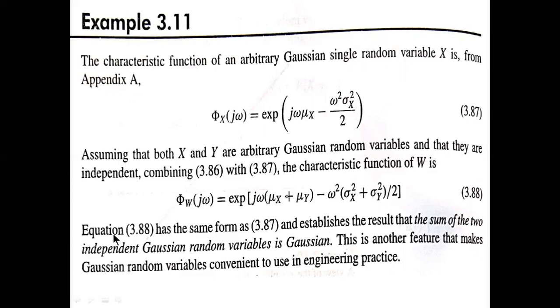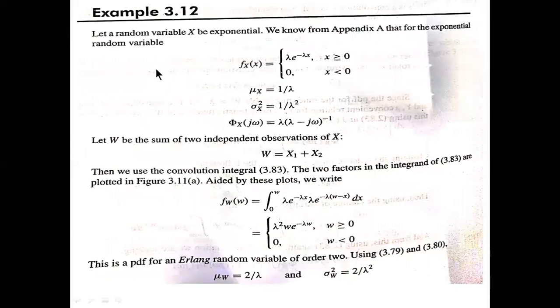And that will be equation 3.88, which has the same form as 3.87 and establishes the result that the sum of two independent Gaussian random variables is also Gaussian. So this is a feature that makes the Gaussian random variable convenient to use in engineering practice. Now let us take one more example.